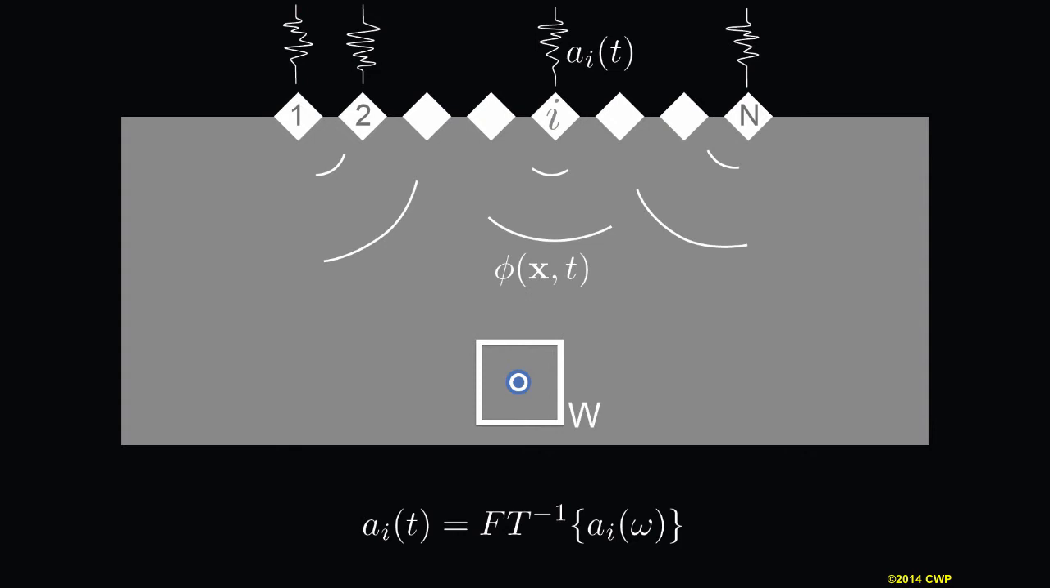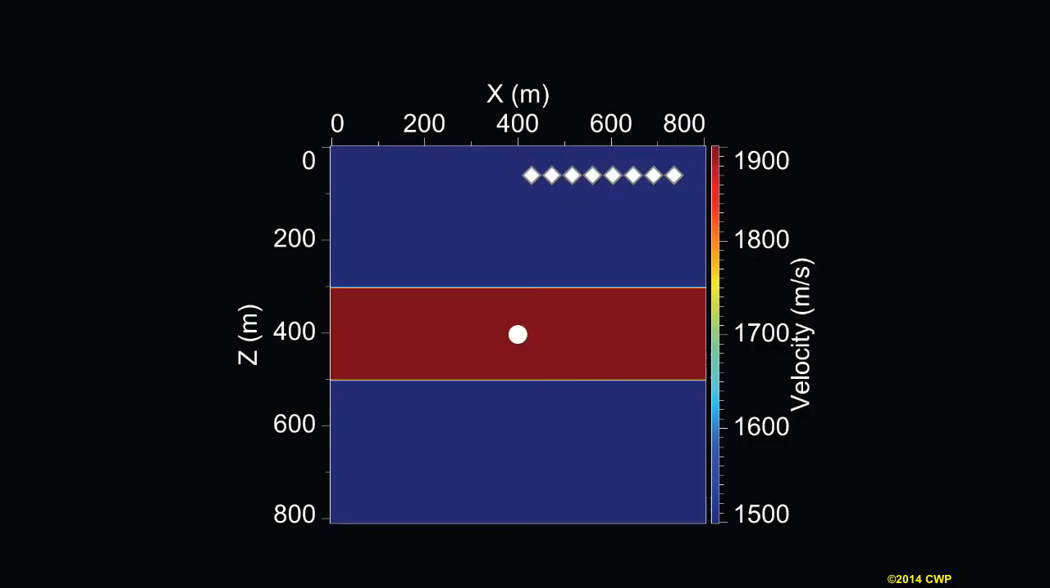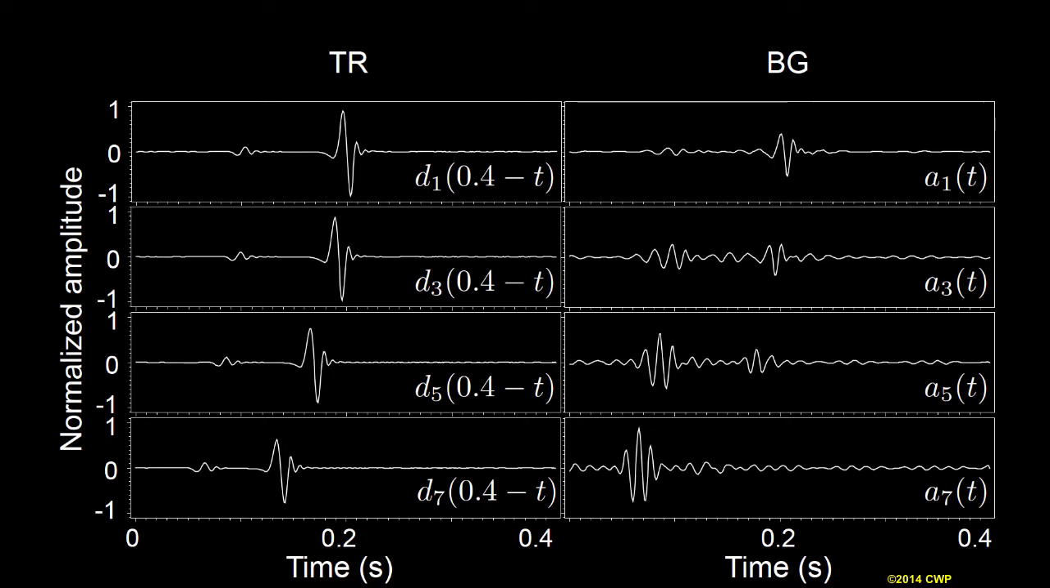Now, I've done this experiment for you for the simple numerical test or example I showed you before. And I'm going to show you the signals associated with 4 receivers. Receivers number 1, 3, 5, and 7. And I'm going to compare them with the data. Here on the left column, we see the time reverse data recorded by these receivers. The strong event is the direct arrival energy, and the weak event is the reflection energy. On the right, we see the Backus and Gilbert computed trace associated with the same receivers.